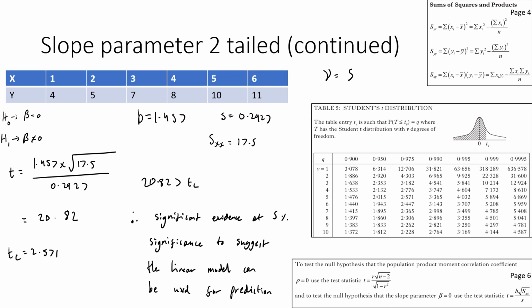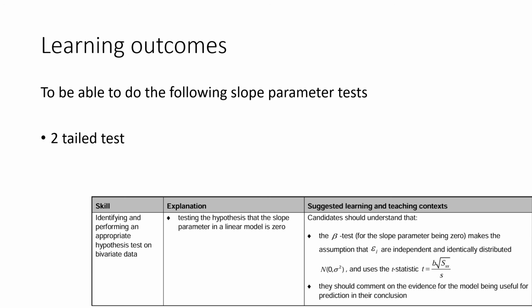And that's all there is to it. Now you should be able to do a two-tailed slope parameter test, and you should understand its assumptions as well.